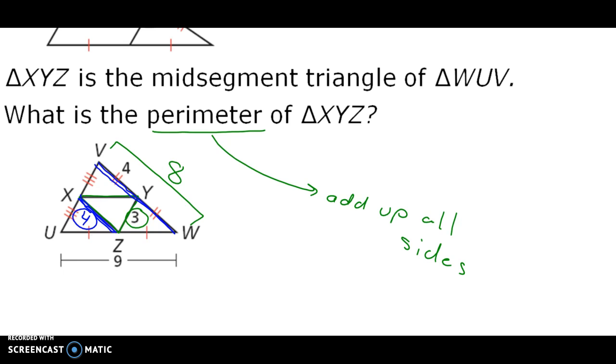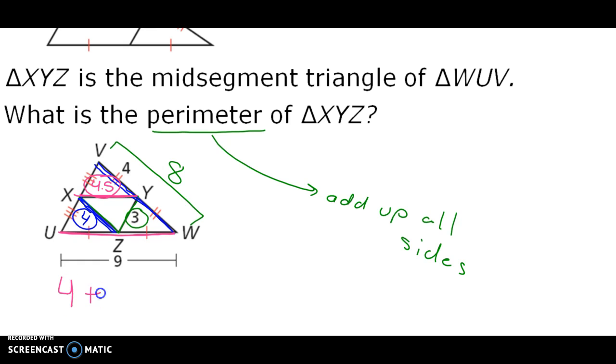And then lastly, if this whole side is 9, I'll use a different color here. If this side is 9, what is the parallel mid-segment measurement? 4.5. Those are the 3 sides of the mid-segment triangle. So now we just need to add them up.